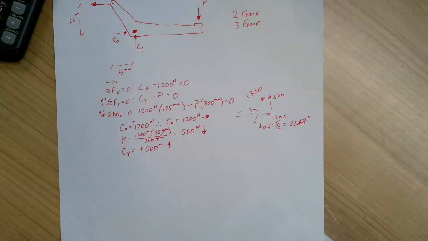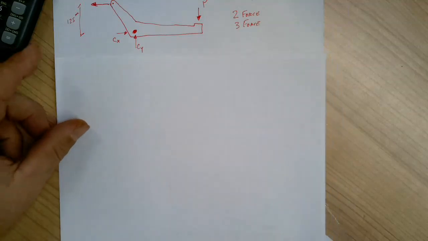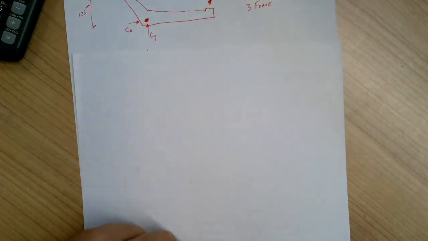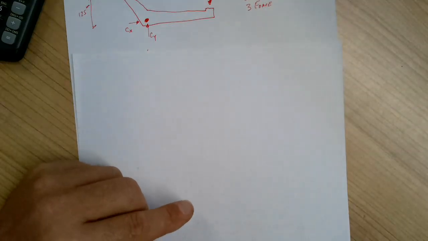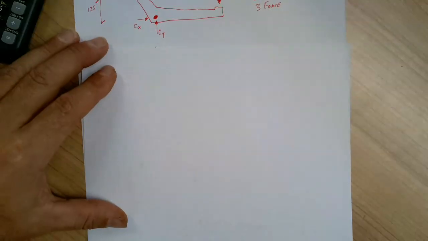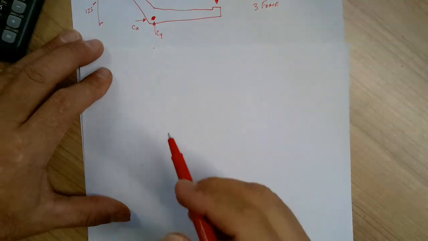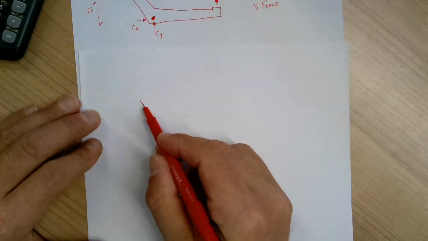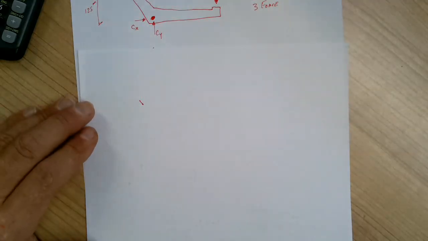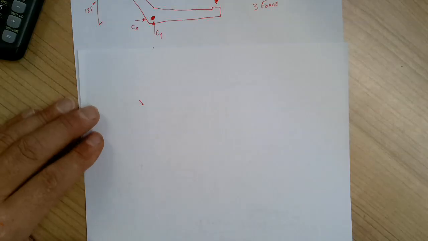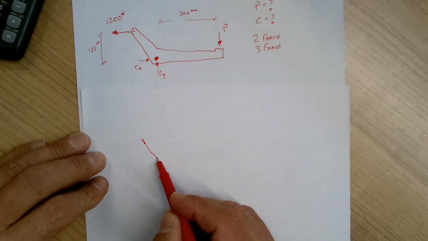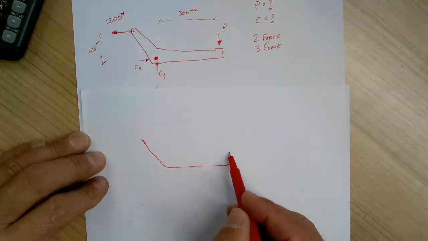So, 2 and 3 force members. 2 force members are like cables, and I'll show some examples afterwards. But this is a 3 force member. I could redraw it. Never look at that while you draw it.